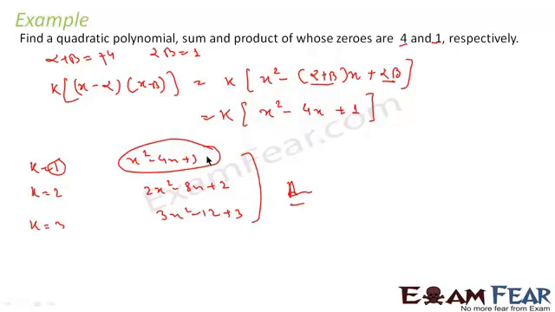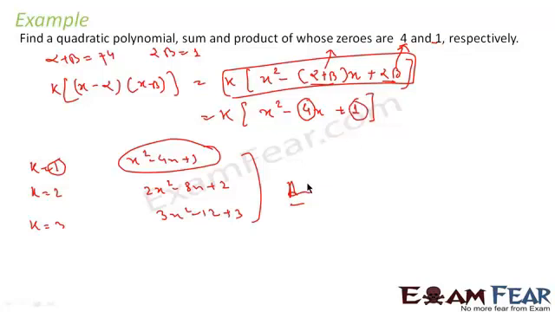What we have done, we have just used the formula. The formula that we have for general form of quadratic polynomial is k into x square minus alpha plus beta x plus alpha beta, and we knew the value of alpha plus beta and we knew the value of alpha beta. We had just substituted the value of alpha plus beta as 4 and alpha beta as 1 to get this equation, and then we have put the value of k is equal to 1 to get equation 1, k is equal to 2 to get equation 2. We can keep putting different values of k to get different answers.